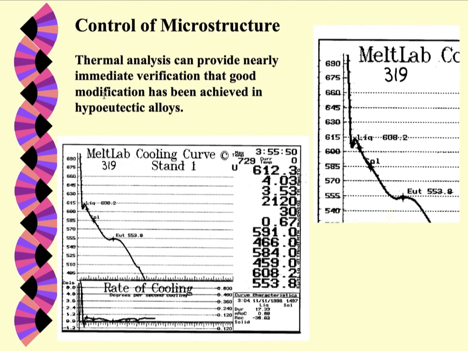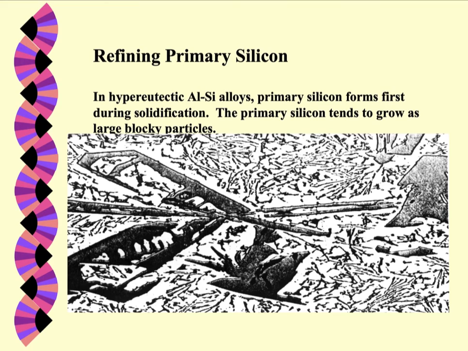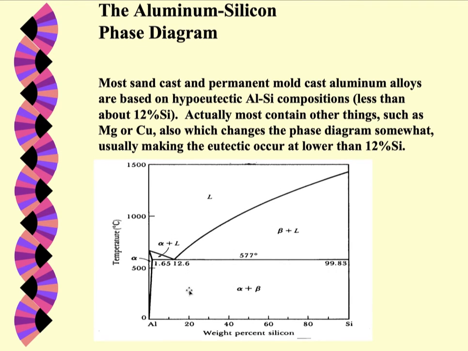The thermal analysis can give us an idea of what's going on for a hypoeutectic alloy. Okay, that's what we already saw. Okay, so hypereutectic alloys means above the 12%. So let's go back to that phase diagram. Okay, and you see above 12.6% or around 12%, it's going to go liquid, beta and liquid, and then alpha and beta. And so, get back down to it.